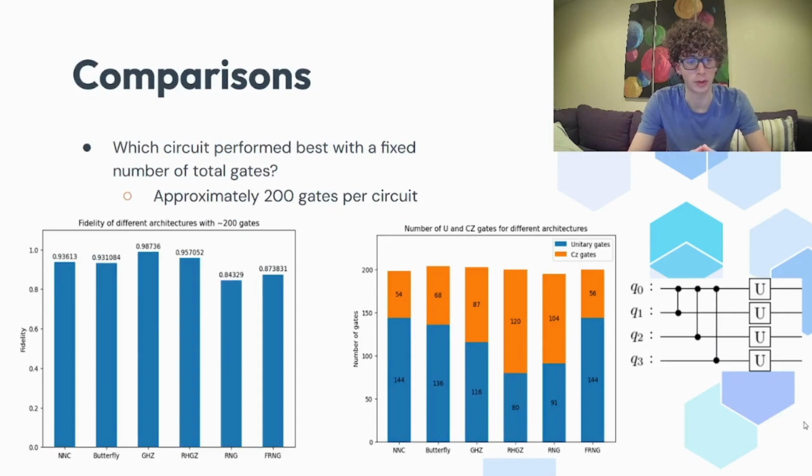So you may be wondering which circuit is best. Well, it depends on our criteria. Because each circuit can obtain an arbitrary closeness, we can look at which circuit performs the best using a set number of gates. To test this, I set each circuit to have approximately 200 gates and then recorded their fidelities. This design here had the best fidelity, using 200 gates.